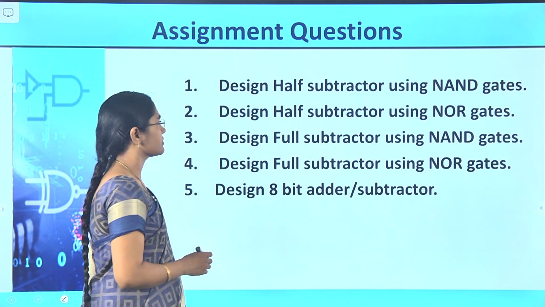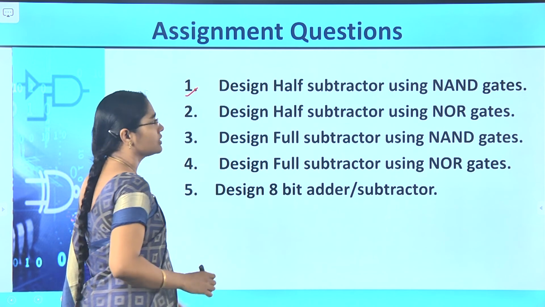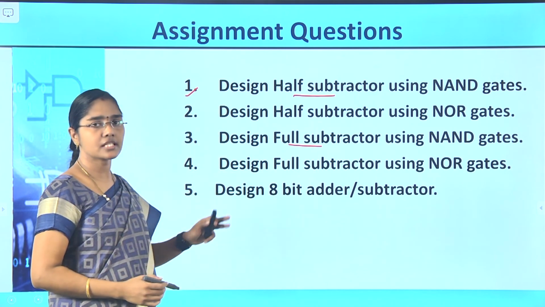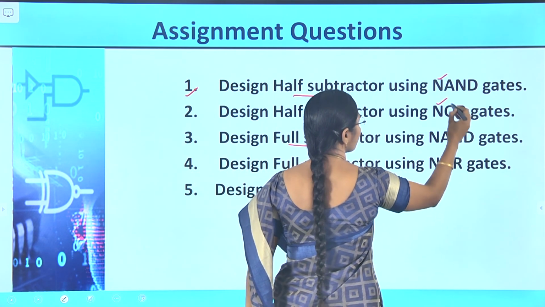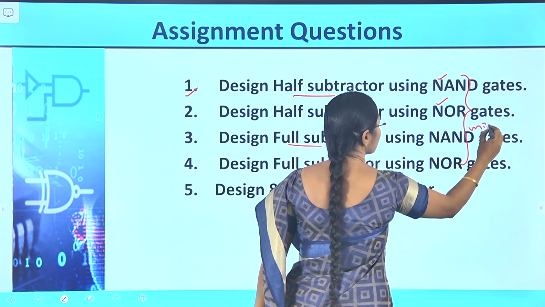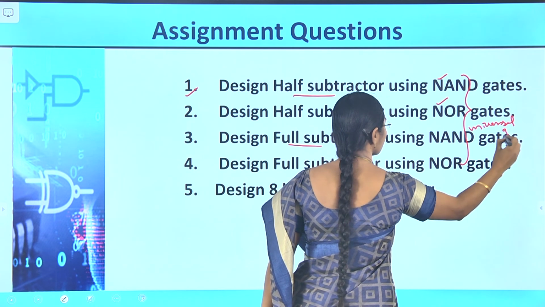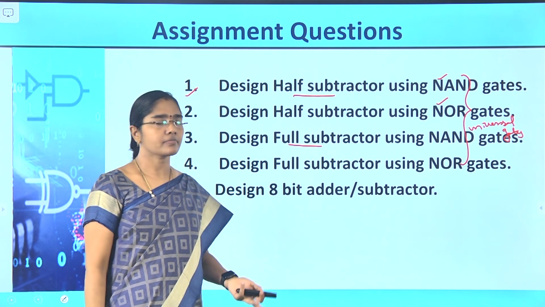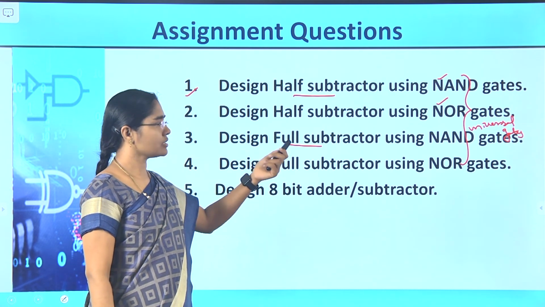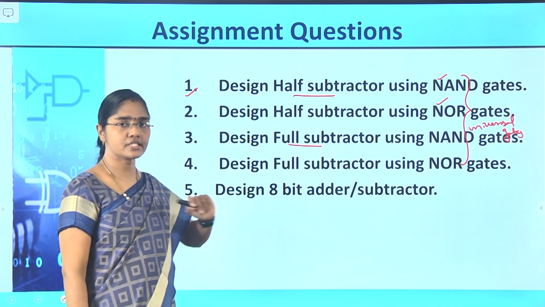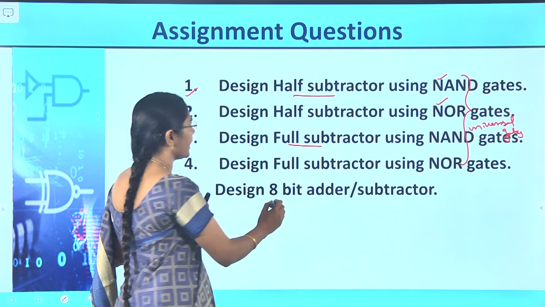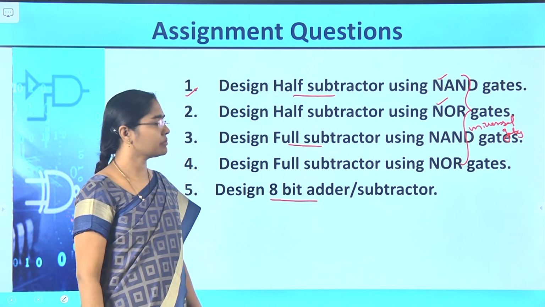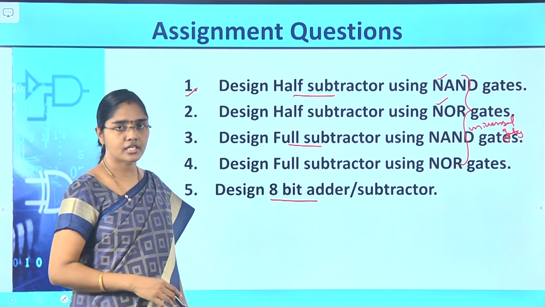Take these assignment questions from today's lecture. Design a half subtractor and full subtractor using universal gates. NAND and NOR are what gates? Universal gates. So, design a half subtractor and full subtractor using universal gates, because we know the concept of universal gates, which will implement anything. Okay. So, use universal gates to implement half and full subtractors. And the next one is design an 8-bit adder bar subtractor. We have seen a 4-bit adder bar subtractor; like that, implement an 8-bit adder bar subtractor. So, do these assignment questions.